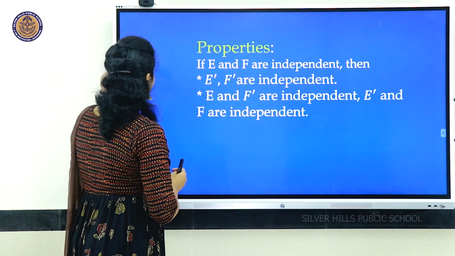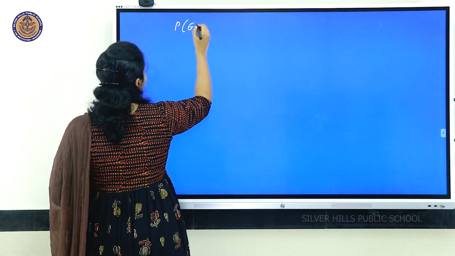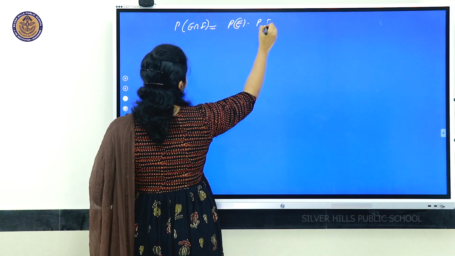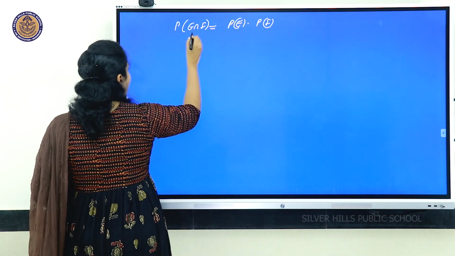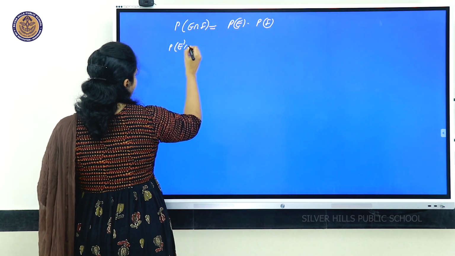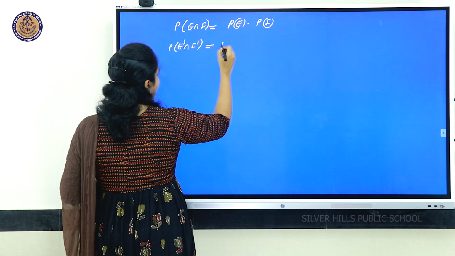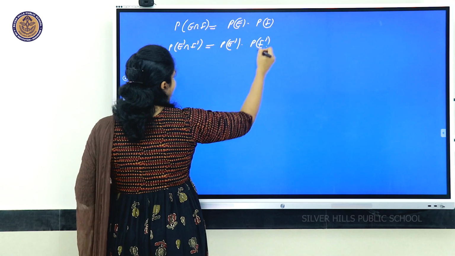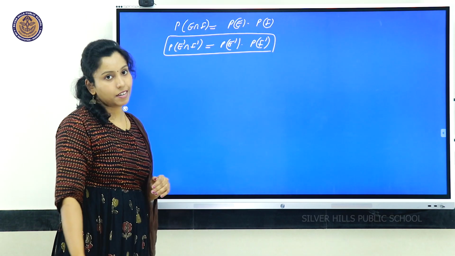So, given condition is E and F are independent. So, what does that mean? P of E intersection F is equal to P of E into P of F. So, we have this condition with us. Now, we are going to prove E complement and F complement are also independent. That is, if we can prove P of E complement intersection F complement is equal to P of E complement into P of F complement, then our proof is done.